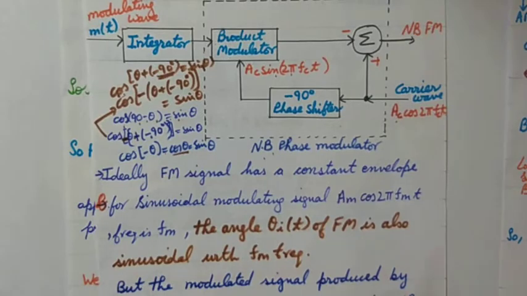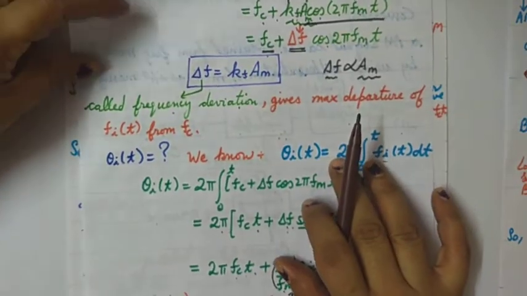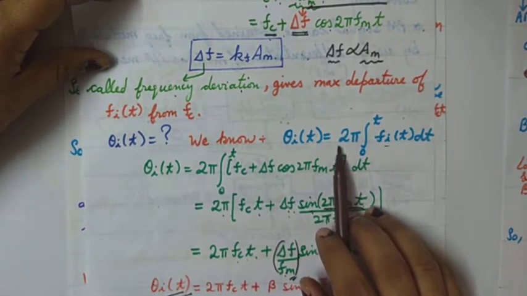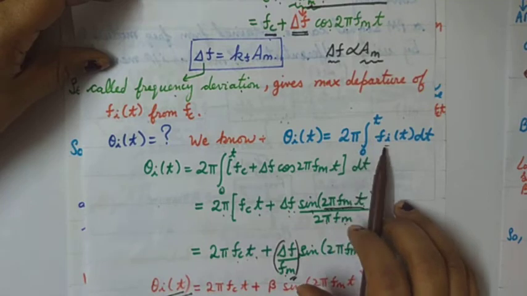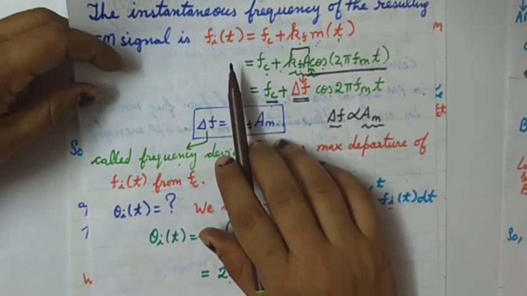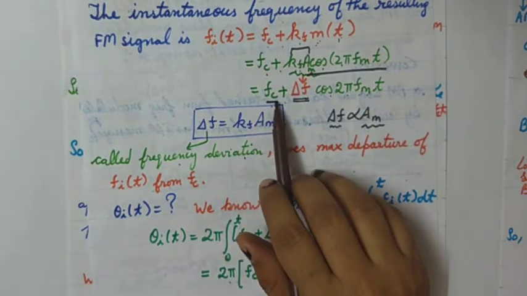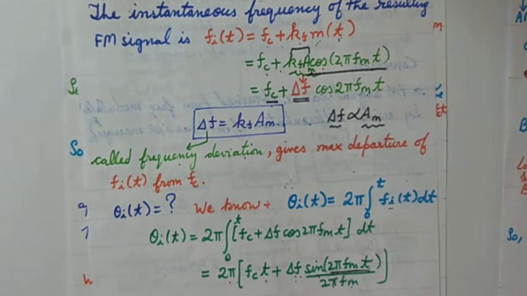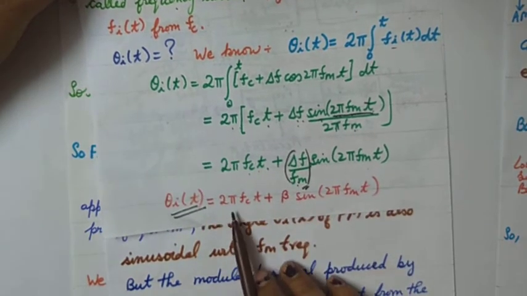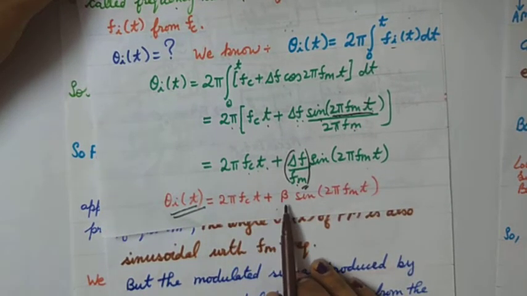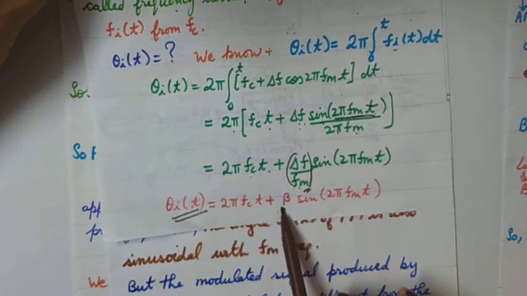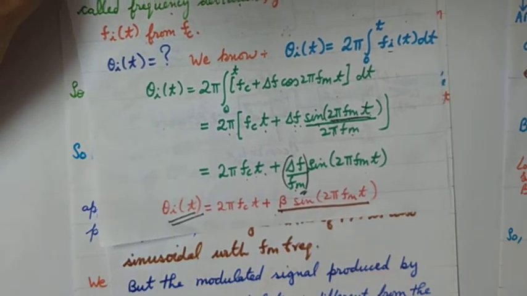In my last video we saw how we obtained this θi(t): from 2π multiplied by the integration of fi(t) dt, where fi(t) was the instantaneous frequency, fc plus Δf cos 2π fm t. After integration of this frequency to obtain θi(t), what we got at the end was 2π fc t plus beta sin 2π fm t. So through the integration process we have obtained beta sin 2π fm t. That's it.